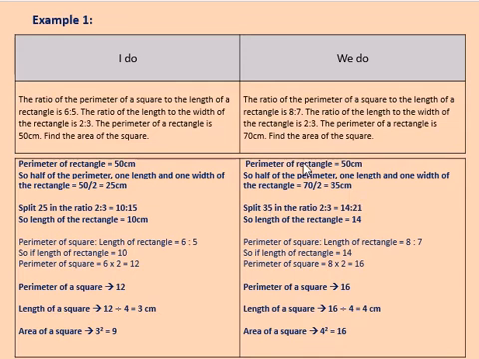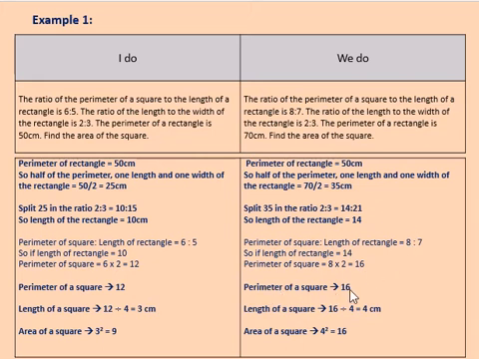Now we can split 35 in the ratio 2 to 3 because that's the ratio of the length to the width of the rectangle. So 35 split in the ratio 2 to 3 gives me 14 to 21. So the length of the rectangle is represented by this first part of the ratio, 14. Perimeter of the square to length of the rectangle was 8 to 7, that's what the question said. So if the length of the rectangle is 14, double 7, the perimeter of the square is going to be double 8, which is 16.